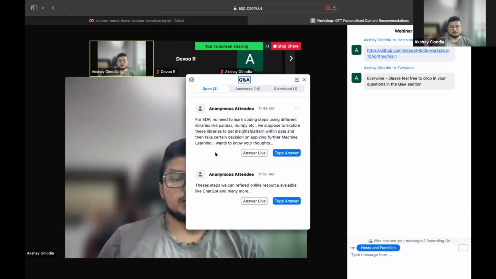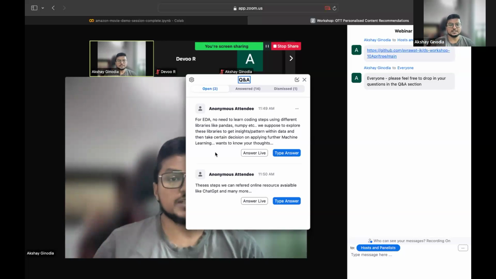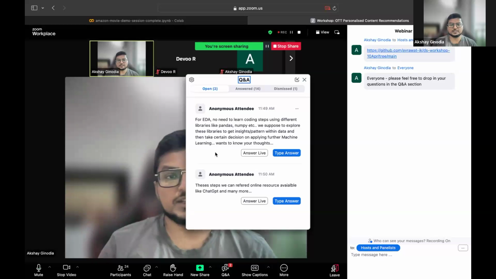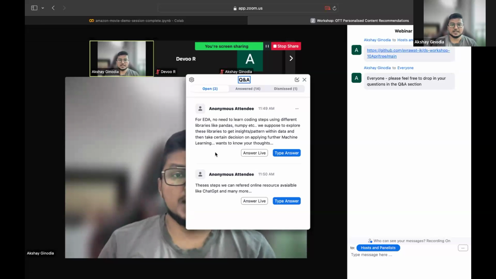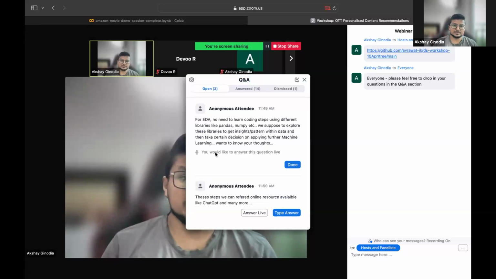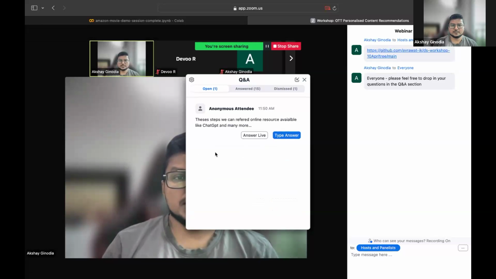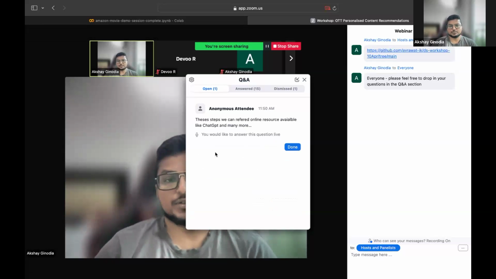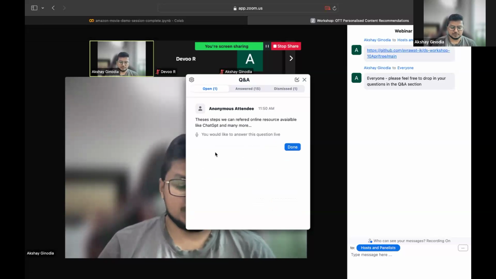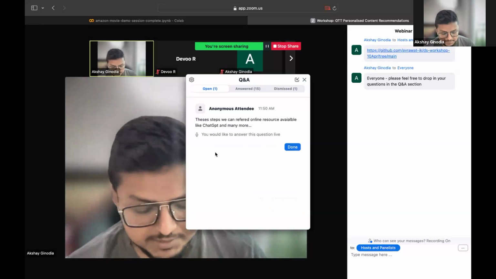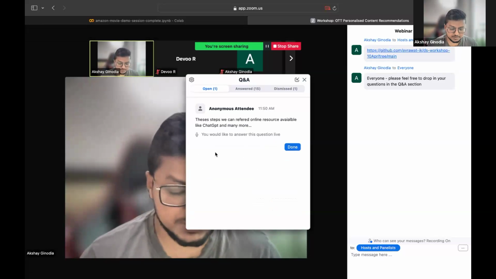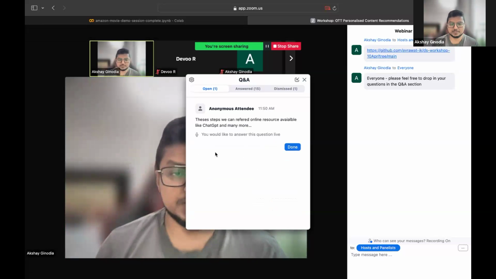So you're going to repeat a lot of those things because we have beautiful libraries that we imported in the beginning. And you're right, we can use something like pandas and numpy to do things like that. You're right, these steps can be referred to in online resources available like ChatGPT and many more. That is true. The only catch is, how do you know ChatGPT is giving you the right response or not? For that, you need to know data science. You need to know how these things work. And if it's giving you a wrong code, how would you know if there's something wrong with it?